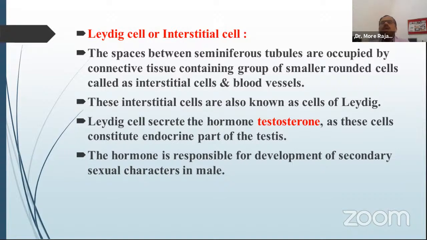This hormone is responsible for the development of the secondary sexual characters in the male. The development of the secondary sexual characters is under the control of testosterone. You know the meaning of secondary sexual characters. In the case of a man, the voice changes to a masculine voice, and the mustache develops. Hairs develop on the skin, as well as in the region surrounding the genitals. The muscular nature of the man is also under the control of testosterone.